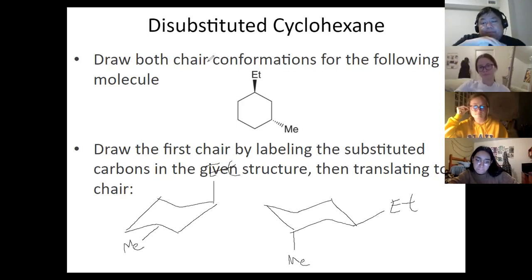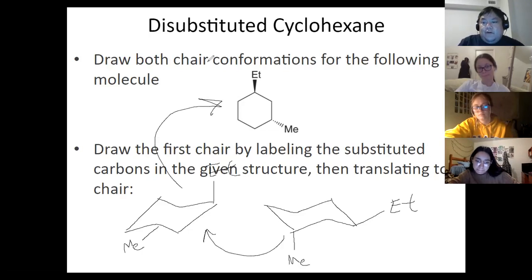But when I do my ring flip, I know that I'm going to draw both versions of it. So it doesn't matter how you draw the first one, just as long as this is consistent with what they give you, and this is consistent with what you drew before. They have to follow the same pattern, going clockwise if you're numbering, with the correct spacing, and going up or down. That's what I mean by consistent. So in this case, the more stable one would be the one on the right? Yep, because my ethyl is in the equatorial.